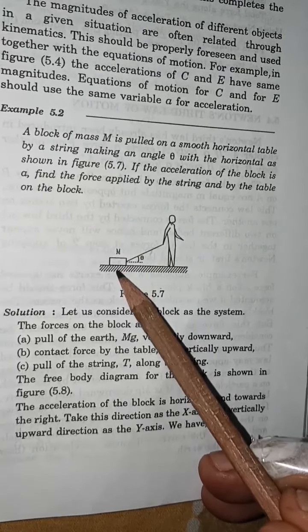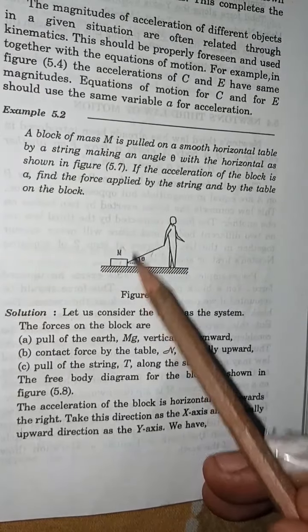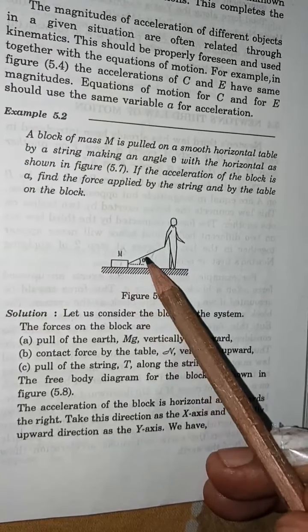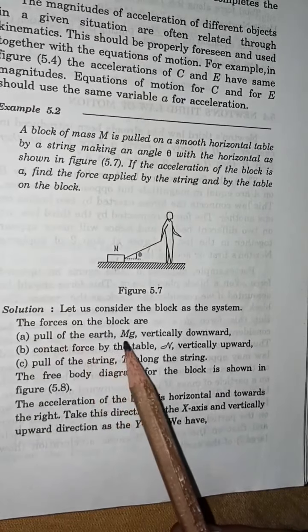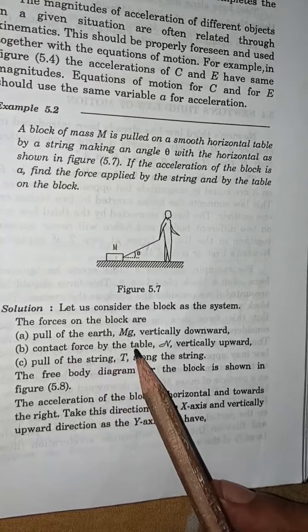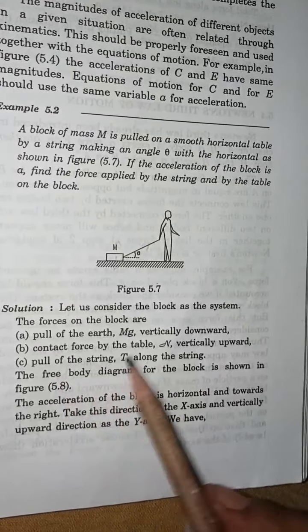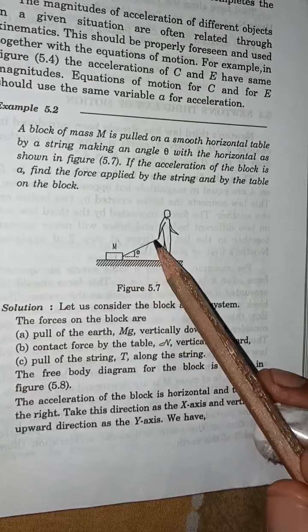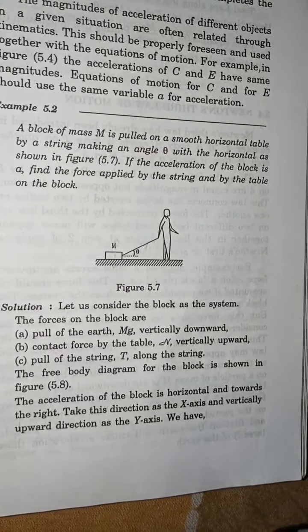The mass is applying force downward. The earth is applying gravitational force downward, and the table applies force upward. So how many forces are working there? There are three forces working. It is shown to you: the pull of the earth, M into G, vertically downward. Contact force by the table, the table is applying force vertically upward. Pull of the string T, so this rope is pulling it. So how many forces are working? Three forces. First of all you have to identify, then you have to mark them.